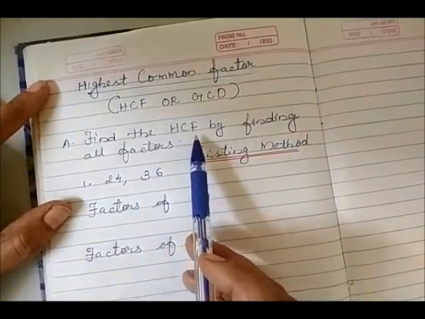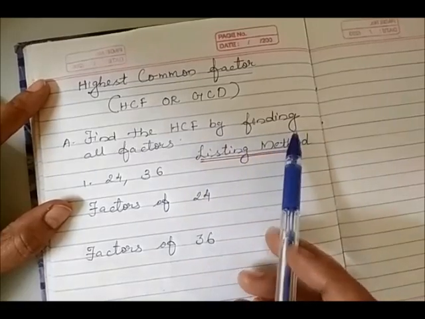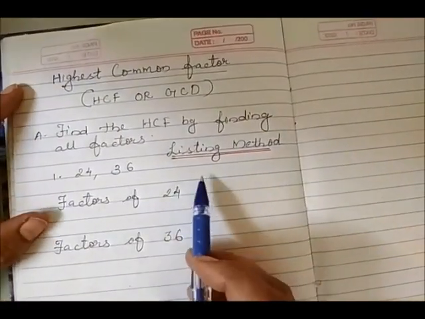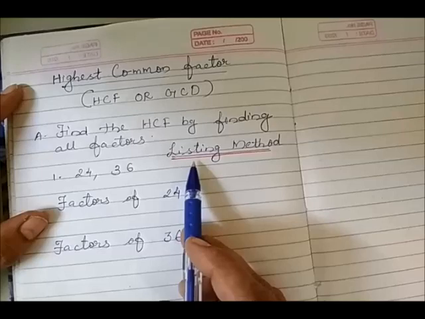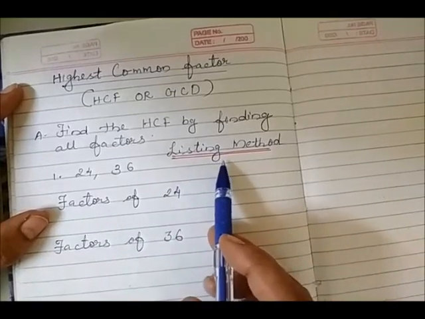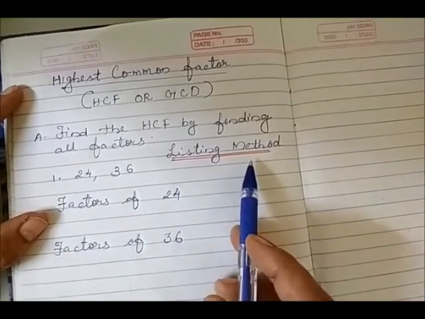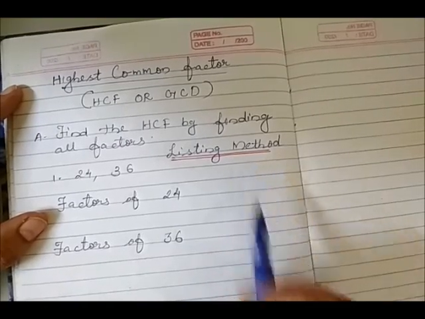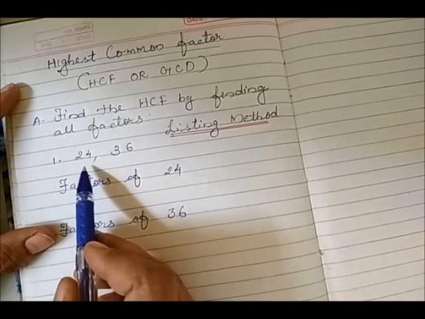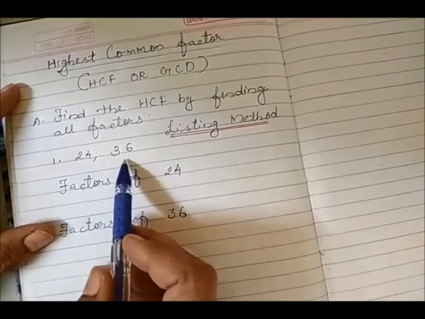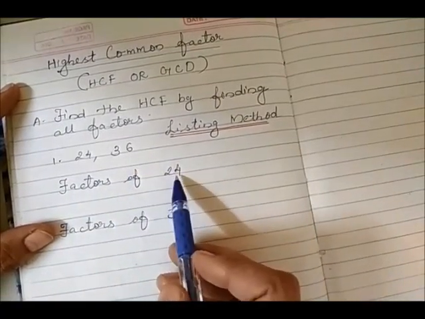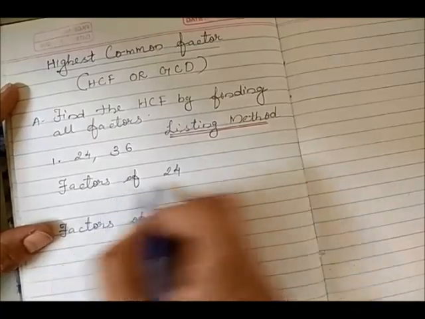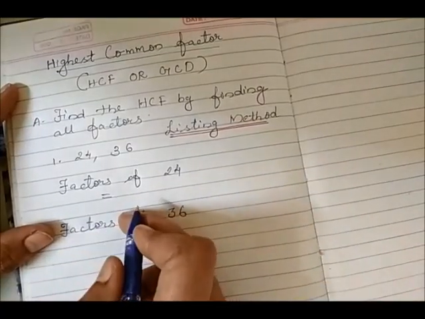Find the HCF by finding all the factors. By finding all factors means you have to use the listing method. This method is known as listing method. That is, here you have to list all the factors first. Okay, so we will see. Here the question is 24 and 36. So first you have to find out factors of 24. We will write factors of 24.